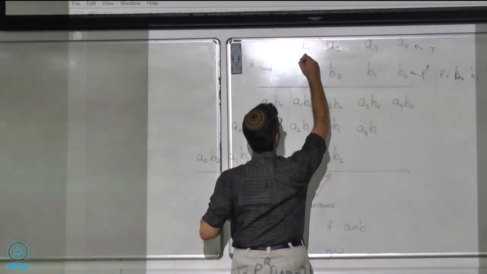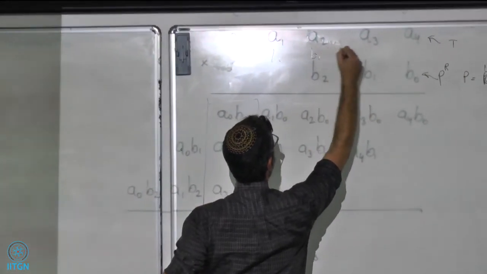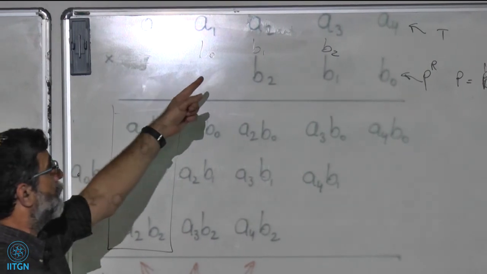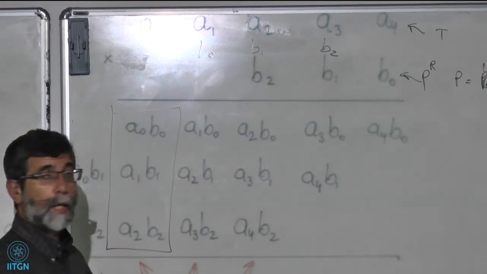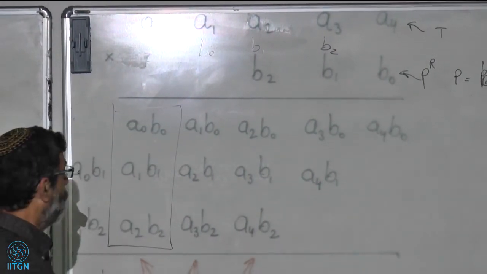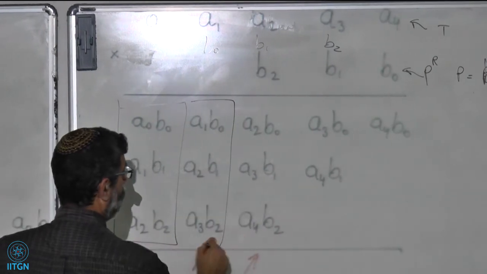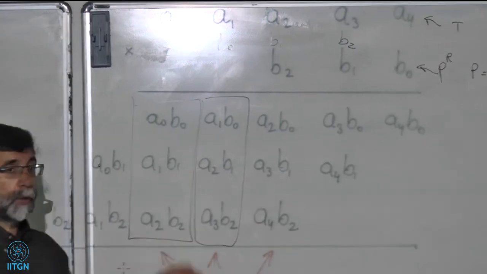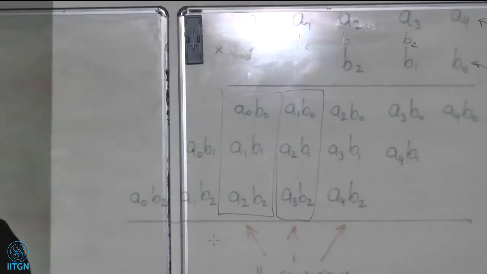We also shift B0, B1, B2, and we ask, is A1 equal to B0, is A2 equal to B1, and is A3 equal to B2? And lo and behold, look at this column. They're exactly juxtaposed in the way that we want.